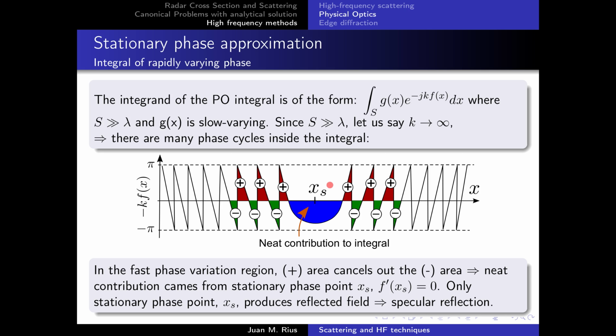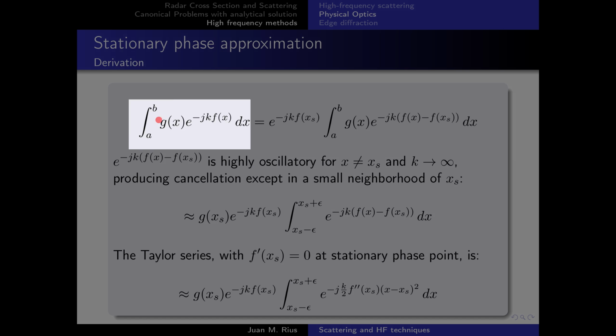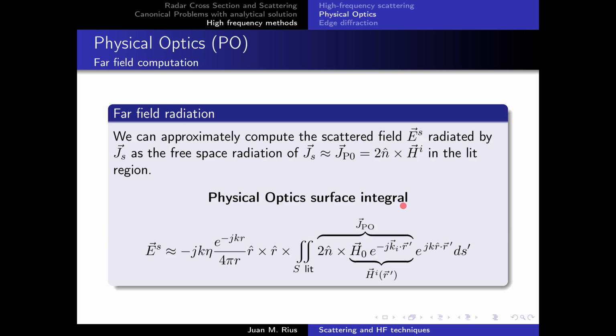And we will show later that all the contribution to the physical optics integral comes from the stationary phase point and only from the stationary phase point. I will show you this mathematically. The integral that we have is of this kind. We have a slowly varying amplitude and a fast varying phase. We can see this here and we can see this here.